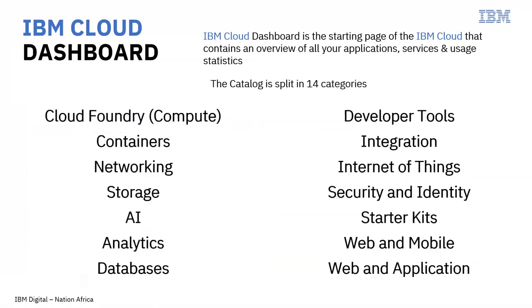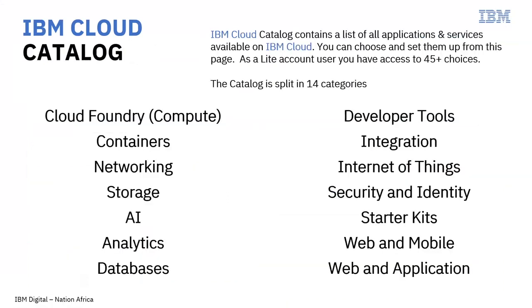IBM Cloud Catalog contains a list of all applications and services available on IBM Cloud. You can choose and set them up from this page. As a Lite account user, you have access to more than 45 choices. The catalog is split in 14 categories. What we will be utilizing is a Cloud Foundry application, which is a platform as a service.